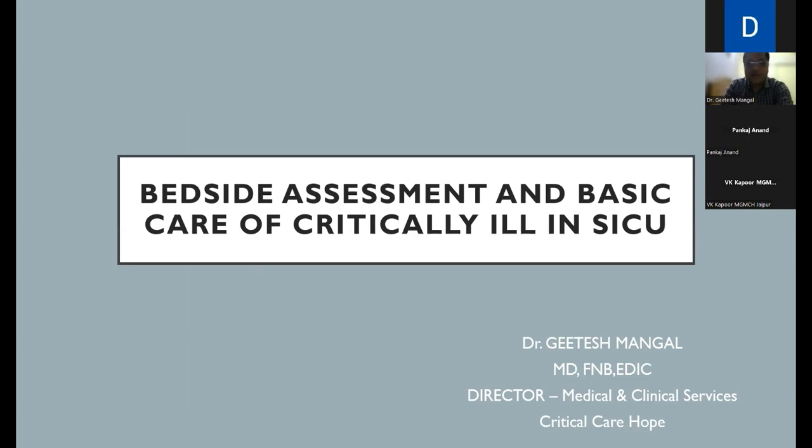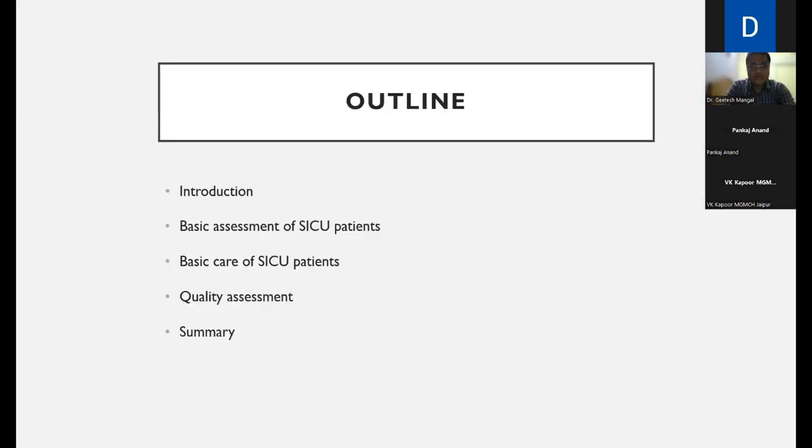Okay. So, I'll be talking about the bedside assessment and basic care of critically ill patients in surgical ICU. I'll cover the basic assessment and the basic care of surgical ICU patients. As the time permits me around 20 minutes, I'll just touch upon the topics which need to be emphasized during the stay of the patient in surgical ICU. I won't delve into the details of individual aspects much, and I'll be touching upon the quality assessment, which is very important for ICU. And at the end, I'll summarize my talk.